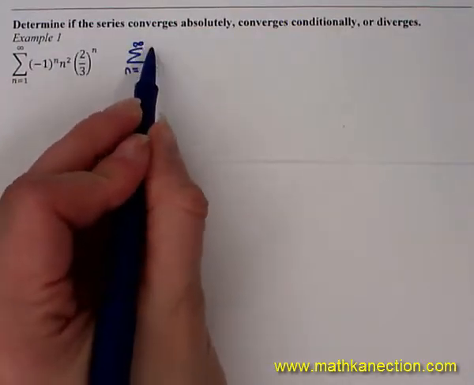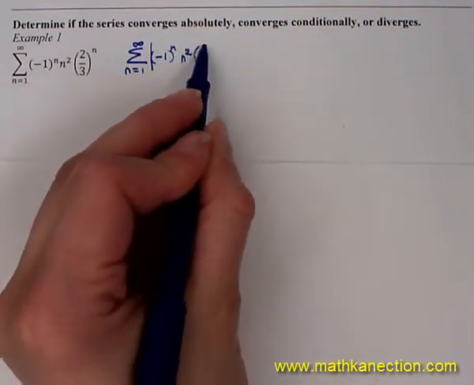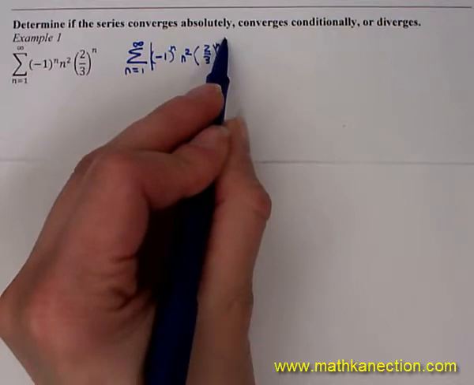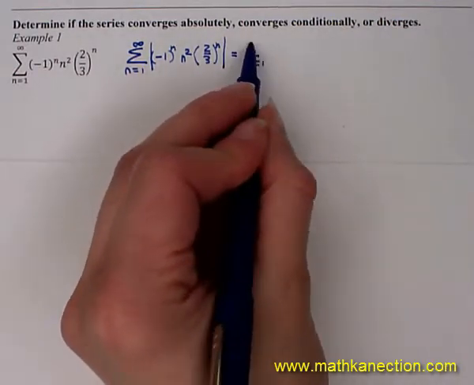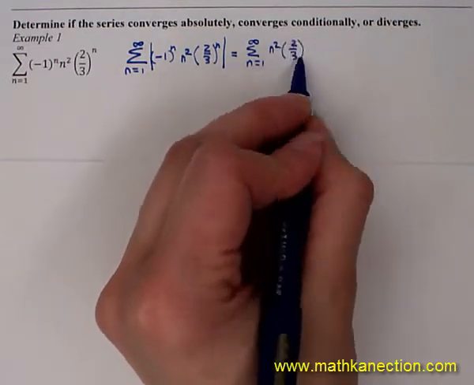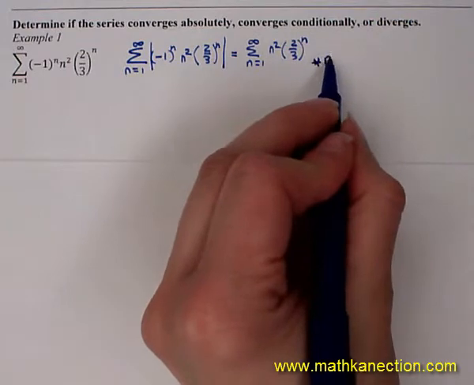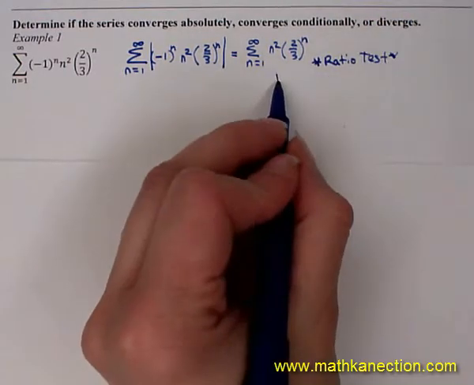Looking at the next problem, we're going to see the series from n equals 1 to infinity, taking the absolute value of negative 1 to the n, n squared times 2/3 to the n. Simplifying that will make the series from n equals 1 to infinity of n squared times 2/3 to the n. To see about convergence, we're going to do the ratio test.